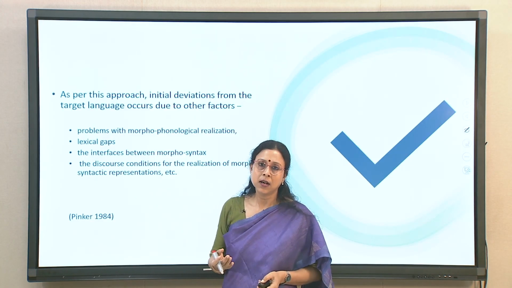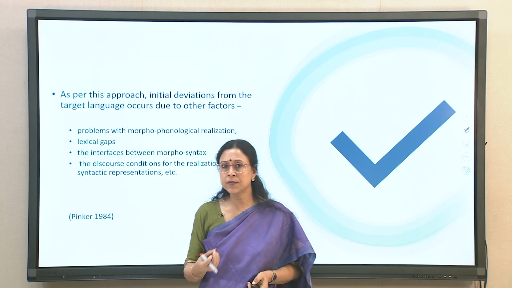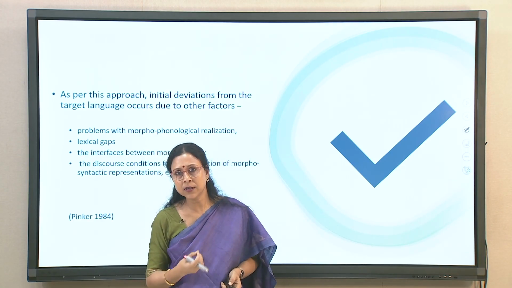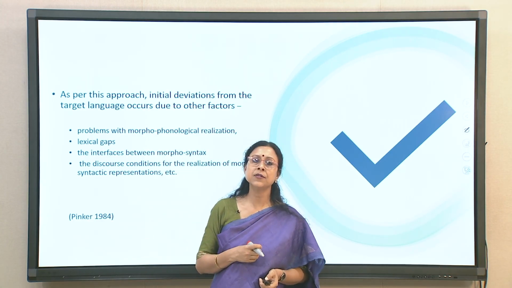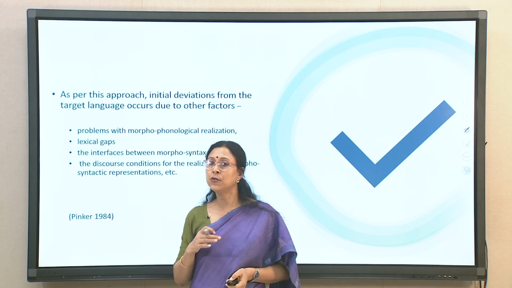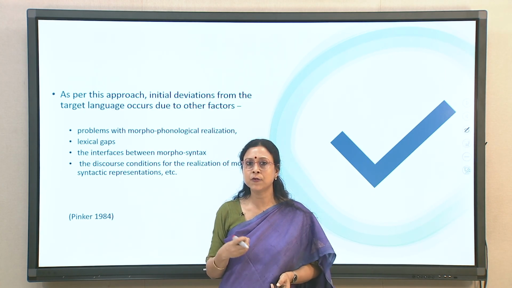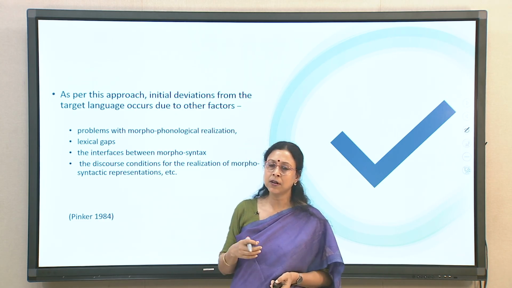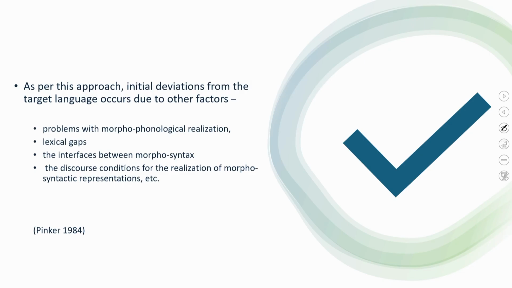So, why do they speak the way they do? Why do they make those mistakes that they do? As per this approach, the initial deviations from the target language occur due to other factors, not because they need to mature or learn, but because there are other problems. Which are the problems? Problems with morphophonological realization, lexical gap, interface between morphology and syntax, the discourse conditions for the realization of the morphosyntactic properties, and so on.